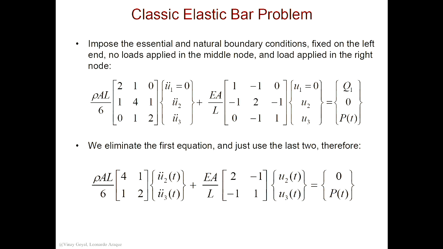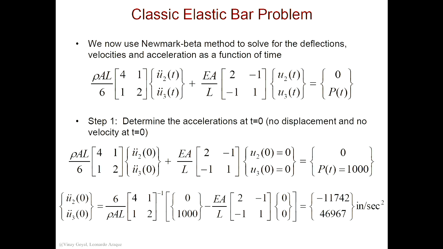So the first equation, I don't really care right now, because if I multiply the second equation by the first row, this U1 double dot is not contributing at all. So I can ignore the first equation and reduce the matrix into a 2x2, just this corner here. And when I do that, I come up with this equation here. Two equations, two unknowns. Simple so far? Now I'll use the Newmark beta method to solve for the deflections and accelerations as a function of time. That's my goal.